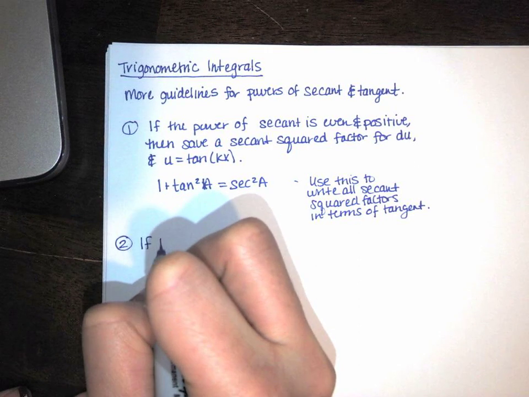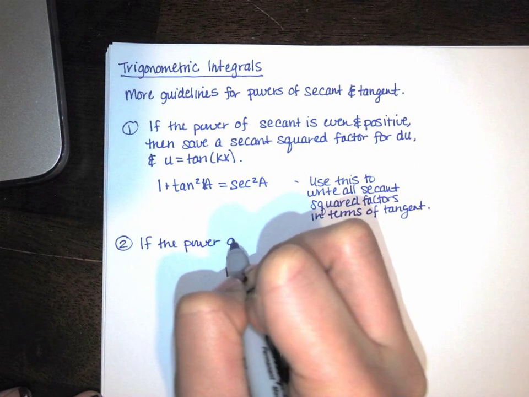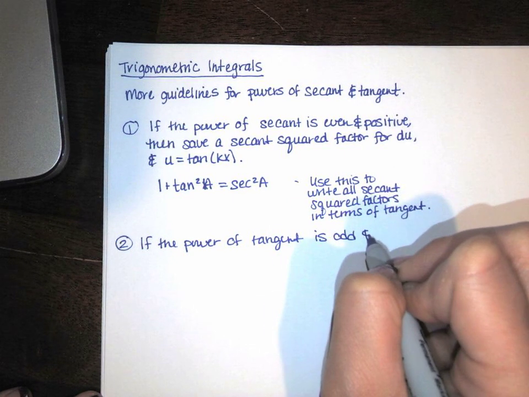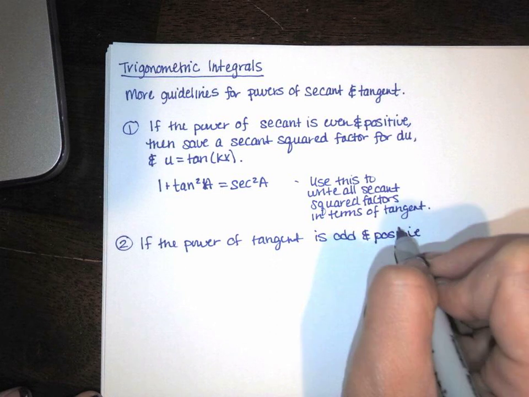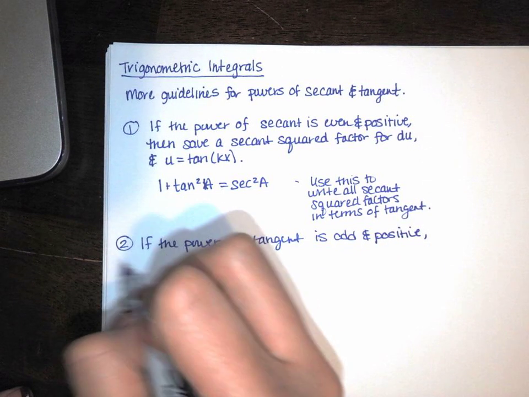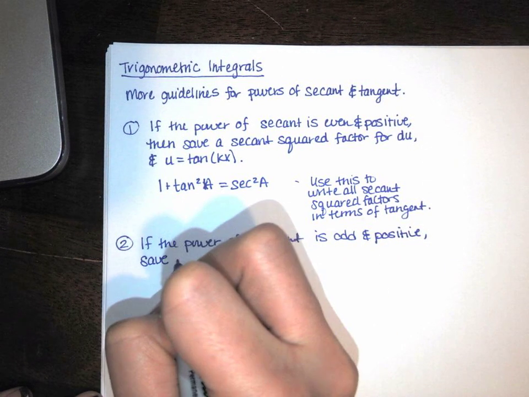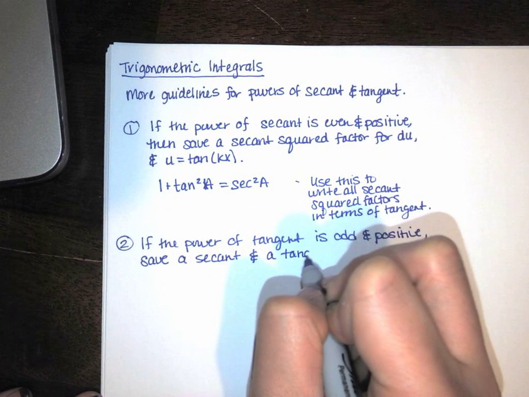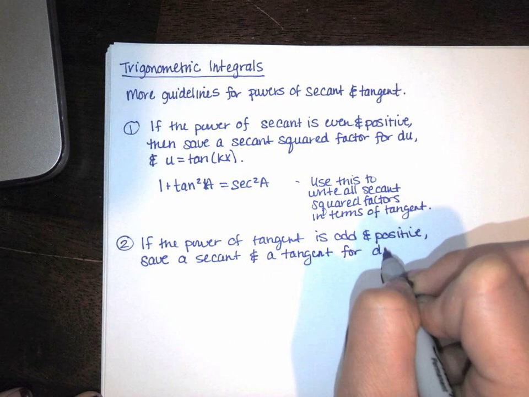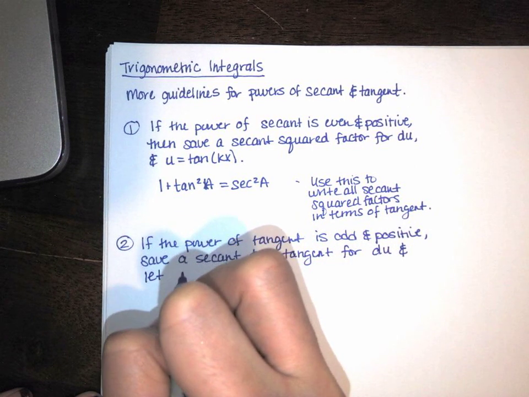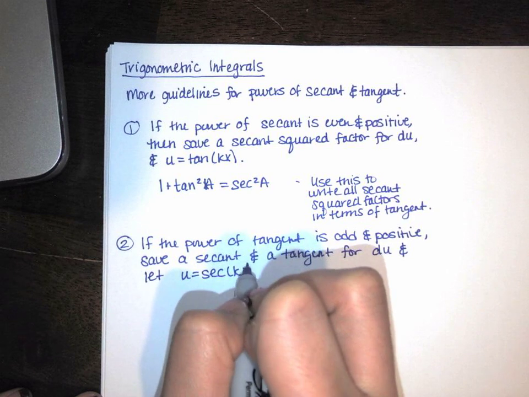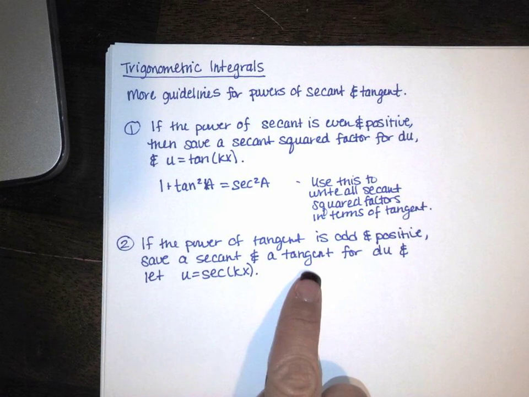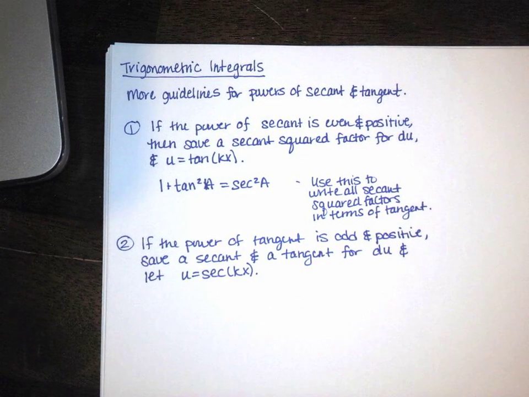We also said that if the power of tangent is odd and positive, we want to let u equal secant this time, and we're going to save a secant factor and a tangent factor for du and let u equal secant of kx. And then of course you're going to write everything else, everything other than that secant and that tangent, entirely in terms of secant, using this identity again.